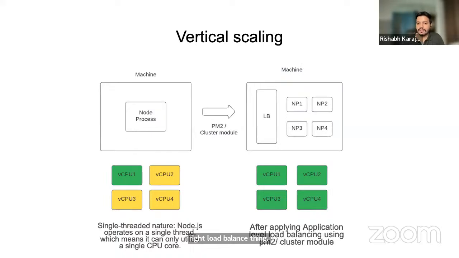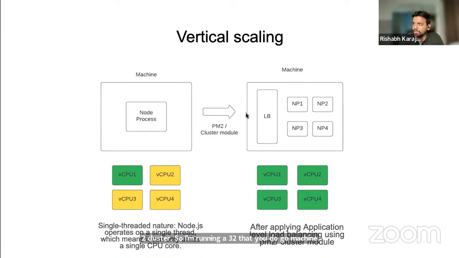So Node.js has built-in modules like cluster, and it also has a more production-friendly tool called PM2. I'll give an example with some code of how we can use the cluster module and PM2 cluster. I'm running a 32-core machine, so let me actually dive right into the code.